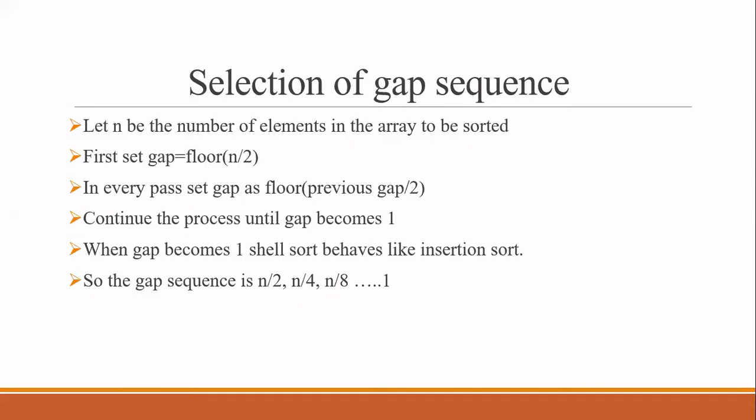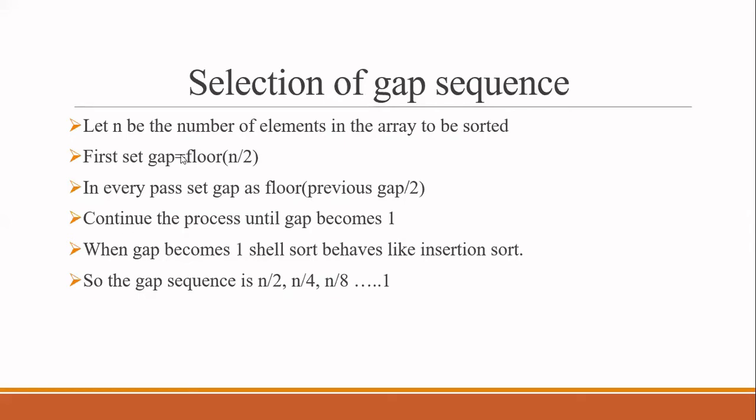In every pass, you are going to update this gap value. You are not going to choose the same gap for the entire algorithm. You are going to change the gap in every pass. So in every pass, you have to consider the gap as the previous gap value divided by 2. This is the formula to update the gap value: previous gap divided by 2.